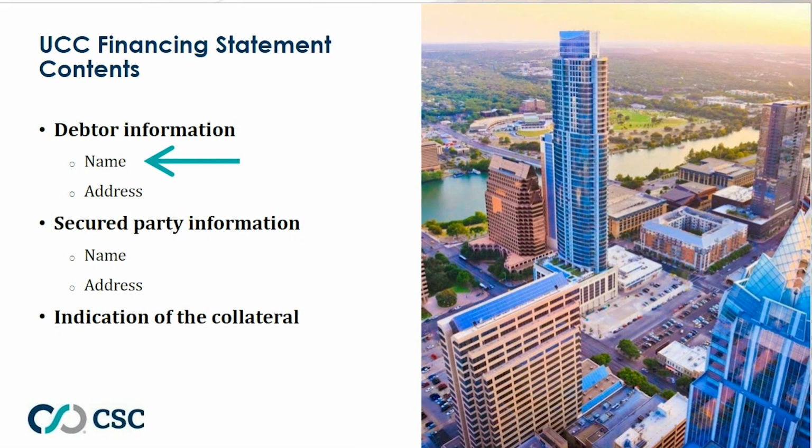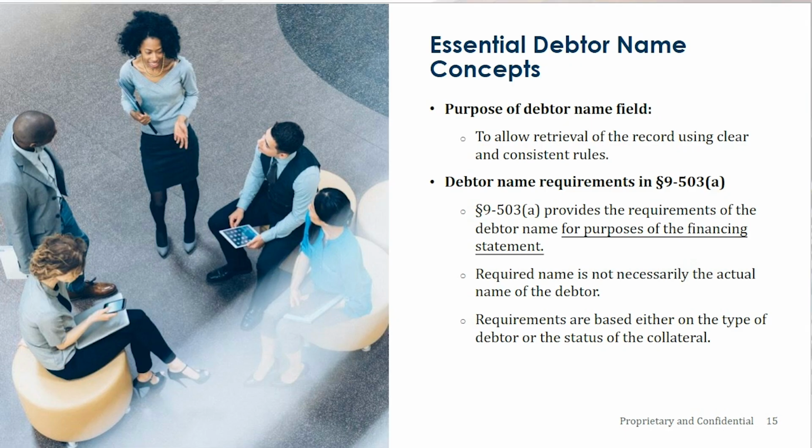In a financing statement, the name and address of the debtor and secured party are provided by the filer, as well as an indication of the collateral. The purpose of the debtor name field is to allow for the retrieval of the record using clear and consistent rules. The debtor name that's provided on a financing statement is solely for the purpose of the financing statement, so it doesn't necessarily have to be the actual name of the debtor.